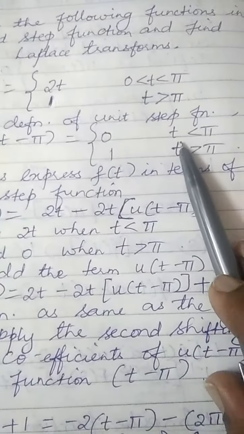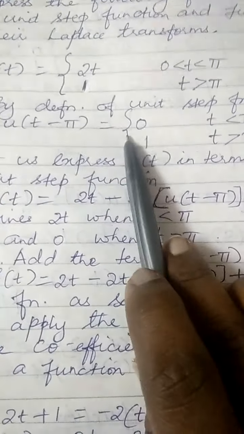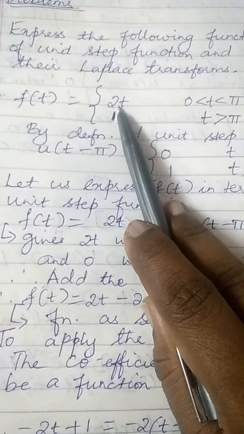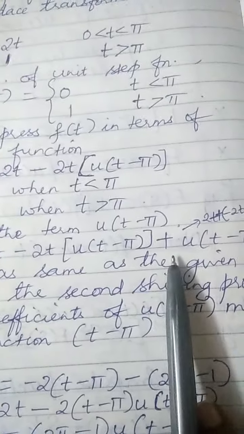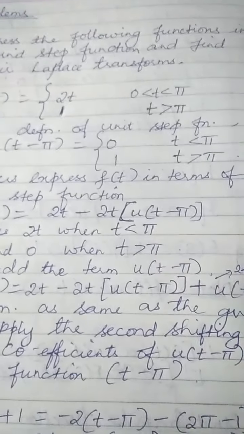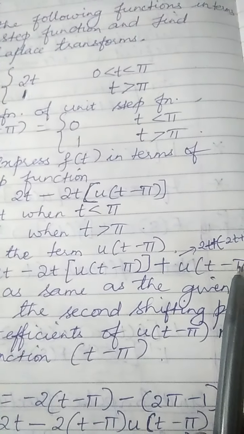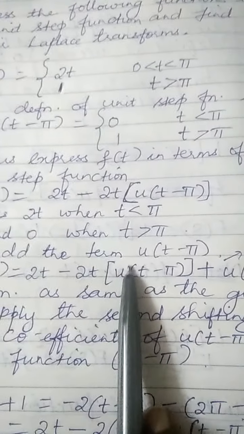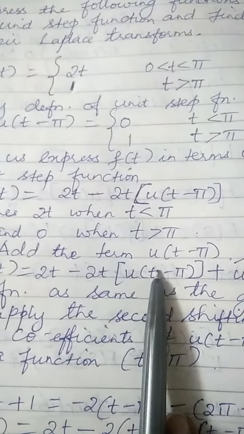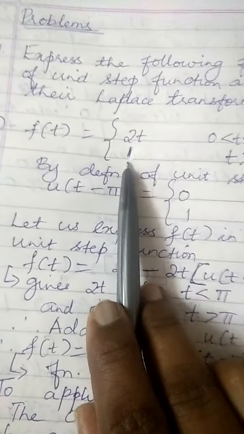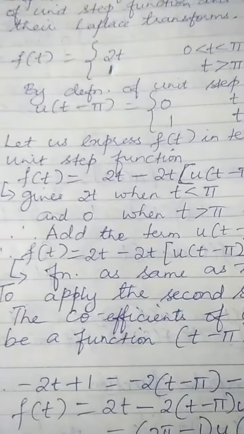Now what happens here when t less than pi? u of t minus pi is 0. So this term is 0, and we will get 2t. So for t less than pi, we will get 2t. Next, when t is greater than pi, u of t minus pi is equal to 1. So 1 into minus 2t is minus 2t, plus 2t will become 0. So 0 plus 1, we will get 1. So the function as defined should be written using the step function.